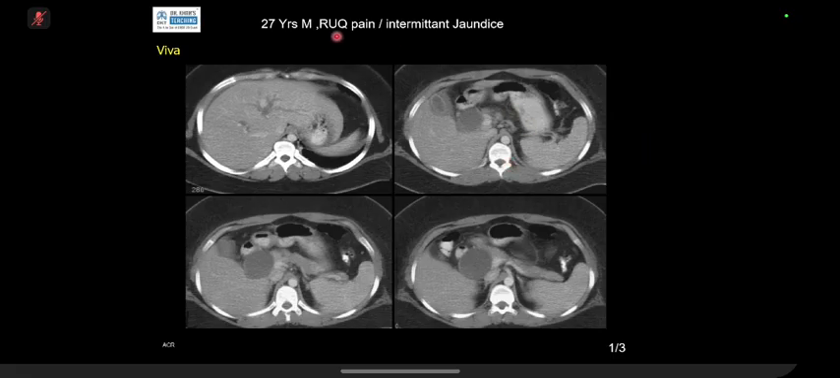Now, in this particular case, 27-year-old, right upper quadrant pain, intrahepatic duct dilatation, and then what is this? Can you imagine? This is the CBD. This is the CBD. Gallbladder is sitting here. 27. Intermittent jaundice. Sometimes it develops, sometimes it is fine. 27. What comes to your mind?